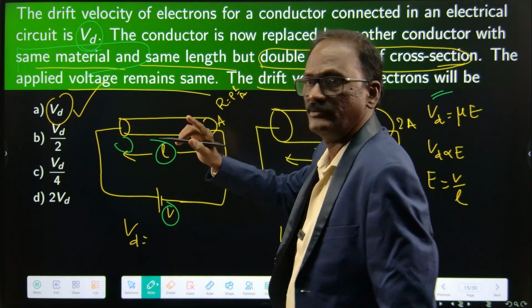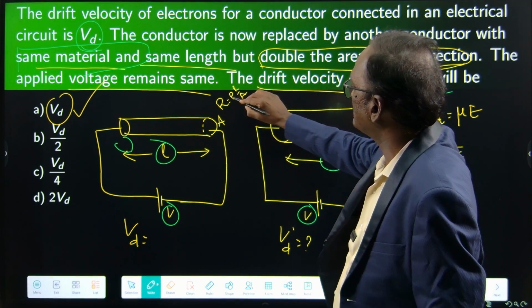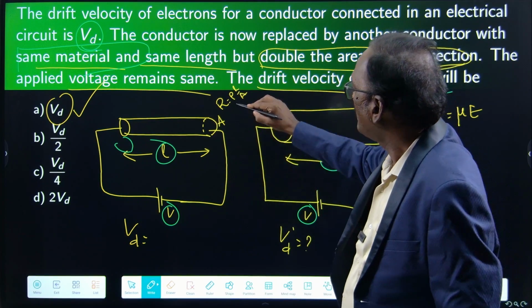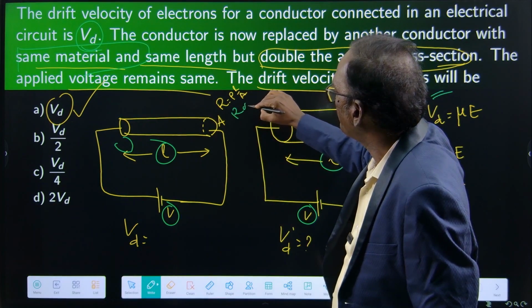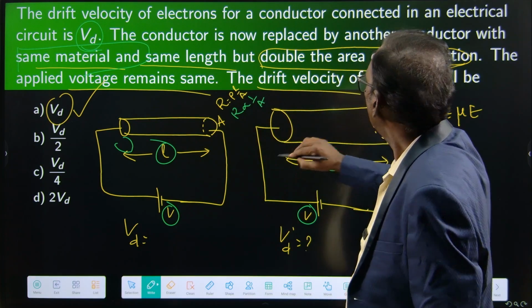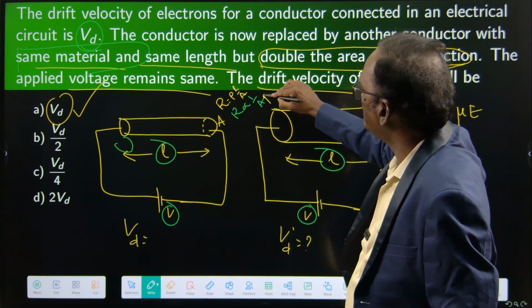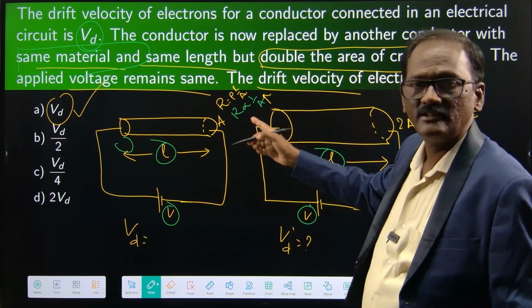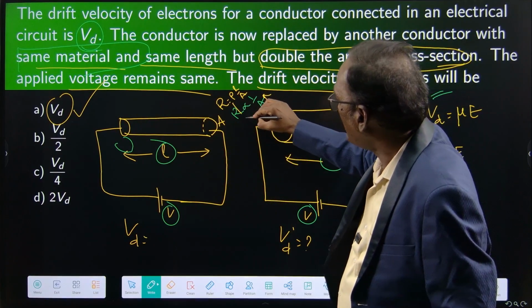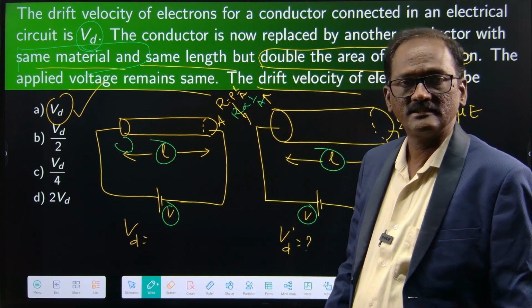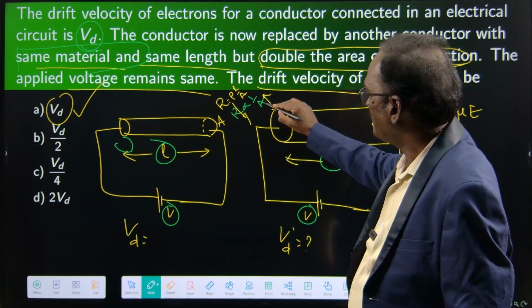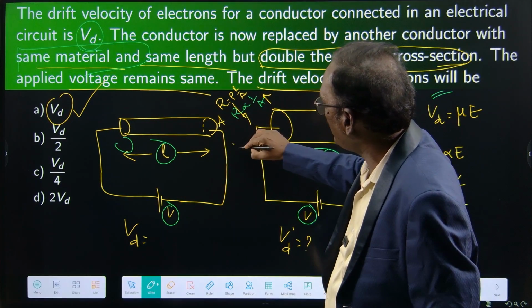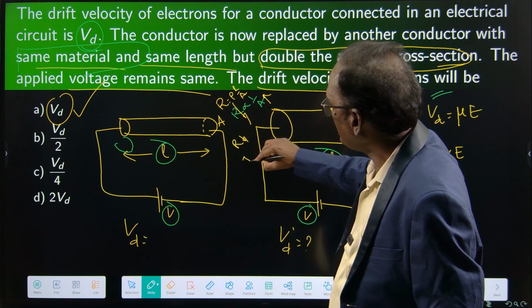R is equal to rho L by A. The material we have not changed, so rho is constant. L is also constant. R is proportional to 1 by A. If we increase A, double the area of cross section, the R is going to decrease. If area is increased, the resistance is going to decrease. If R is decreased, the current will increase.